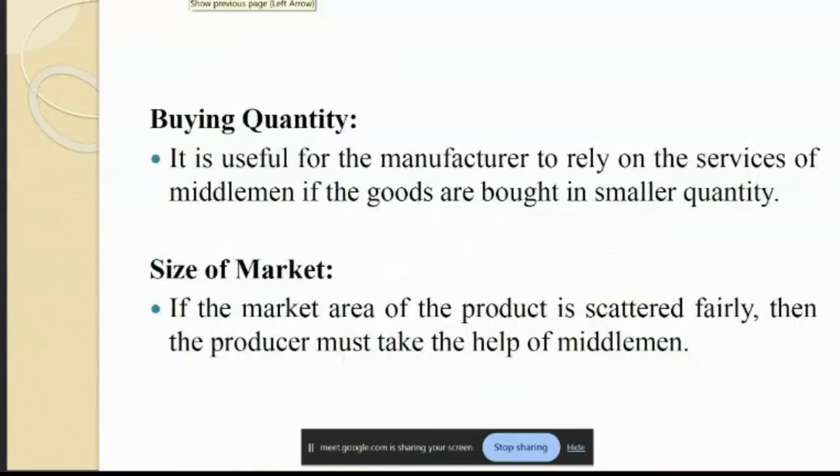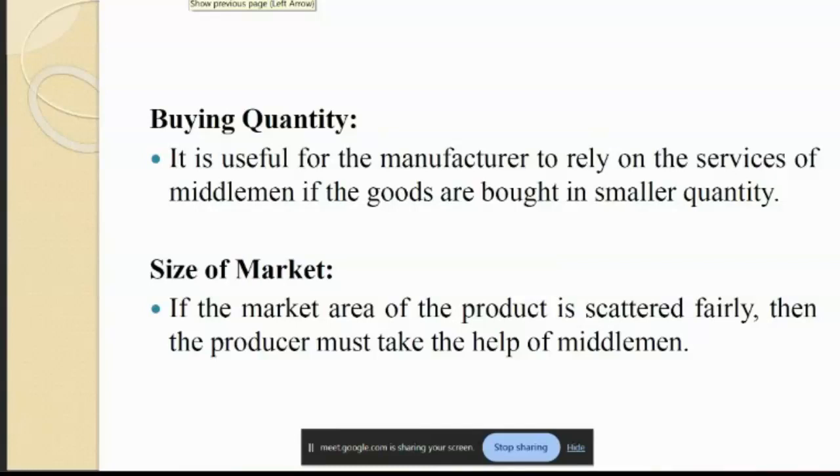Next important is the buying quantity. It is very useful for the manufacturer to rely on the services of the middleman if the goods are bought in a very small quantity. If the goods are bought in a very small quantity, why would you require a separate store for it? For example, there was a time when we used to have customer care given to local stores. So the local store would take up all the service-related work. But now the companies, specifically the bigger companies like Samsung, Apple, have their own customer care centers, or maybe service centers, because they don't want their customers' experience to be poor.